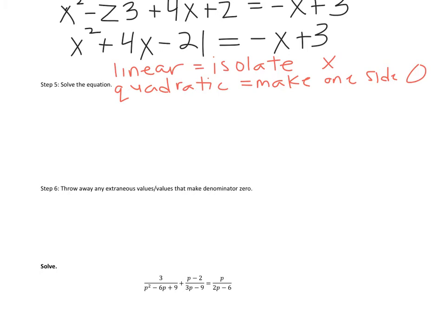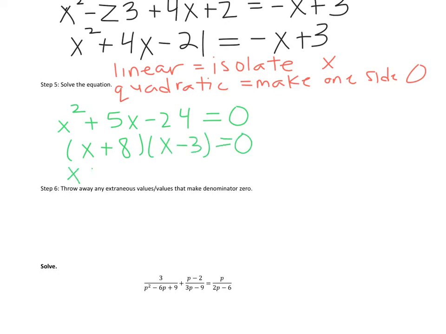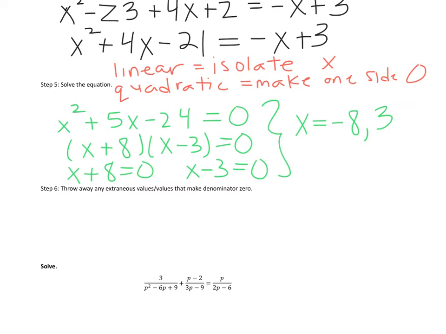So let's add x to both sides. To get rid of this negative x, we can add x to both sides. To get rid of the 3, we can subtract 3. So adding x, subtracting 3. All right, and we can factor this one. So we'll factor and then use our 0 factor property. So that means x plus 8 equals 0 and x minus 3 equals 0. So solving for x, we're going to get negative 8 and positive 3.